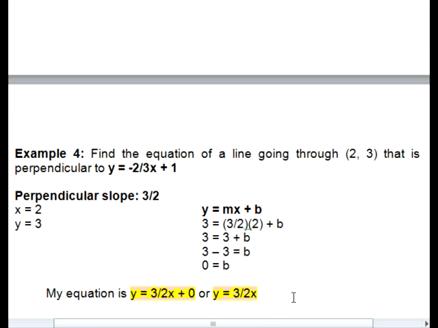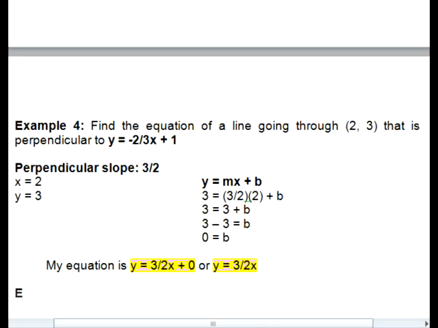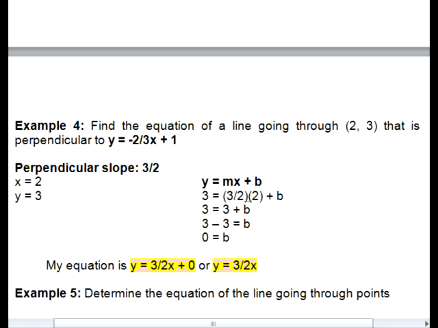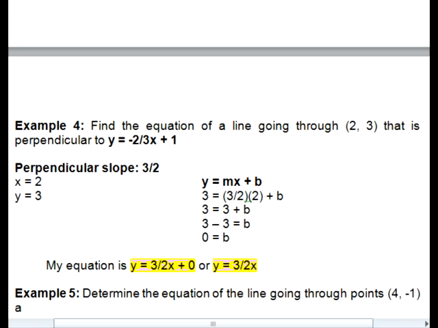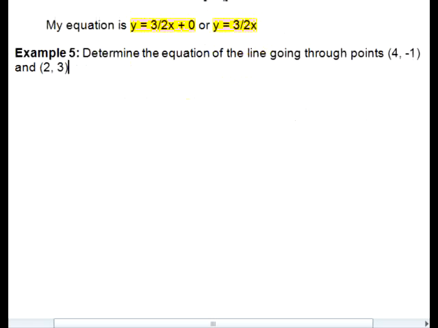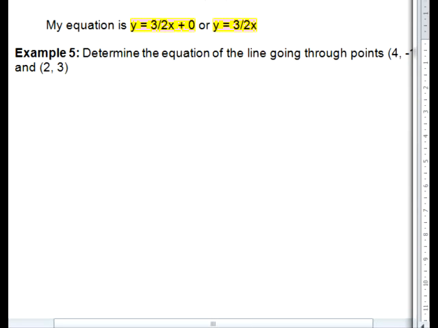Here's example 5, the last example. It's going to say determine the equation of the line going through points 4, -1 and 2, 3. Okay, I love this question, so please put a star and a heart beside this question. It will be on your test, I guarantee.